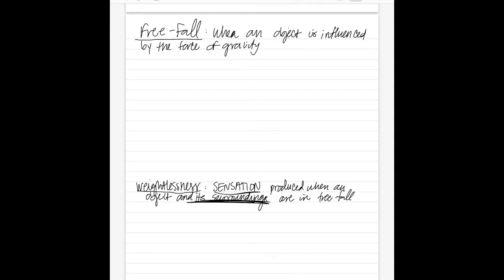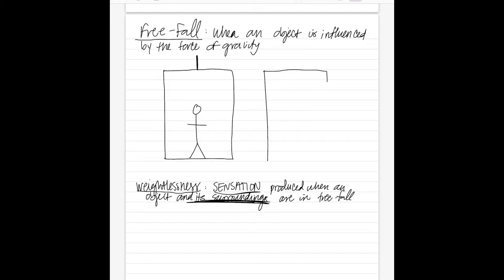All right, now let me give you a scenario. Let's say that you are in an elevator. There's a little cable holding the elevator up. I'm going to draw this twice because there are going to be two different scenarios. Let's say that somebody cuts the cable to this elevator. So here it is over here. The cable has been cut.